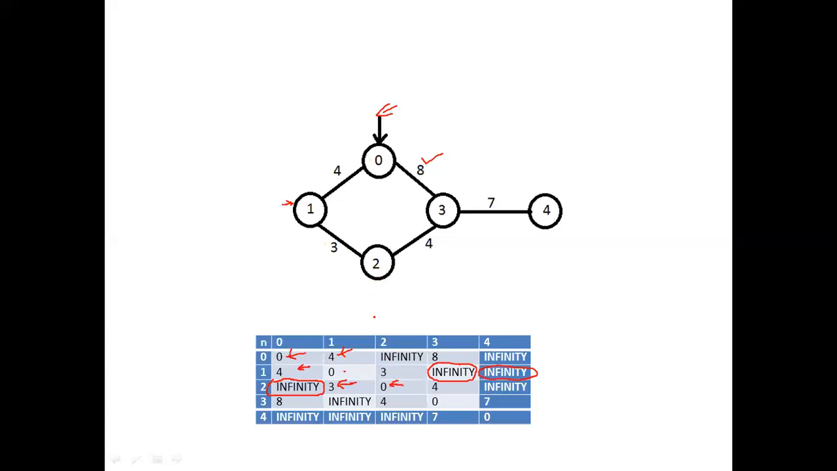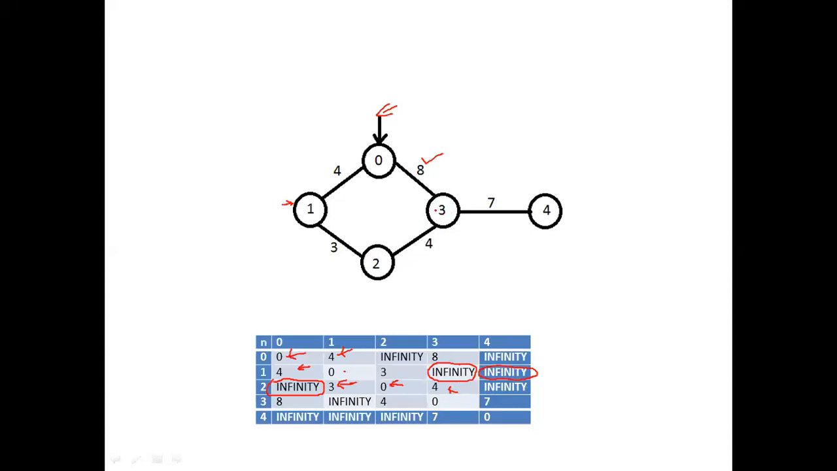So next you can observe from second node to the third node, the distance is 4. So it is indicated. Next, from second node to the fourth node, there is no direct connection. So that's why it will be considered as infinite.